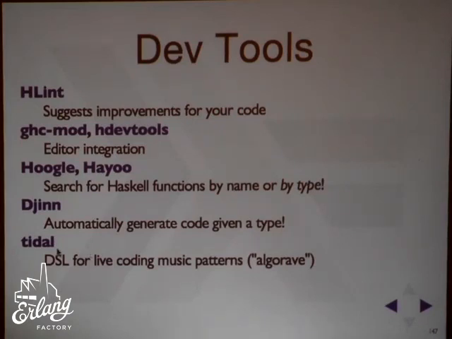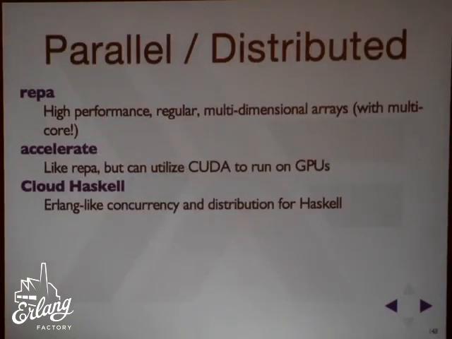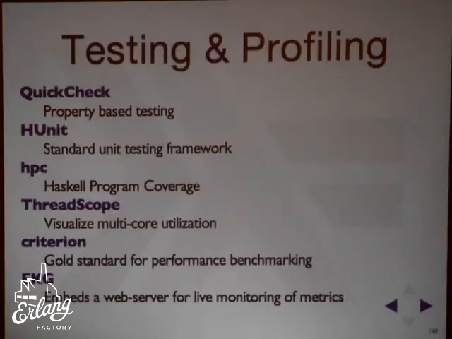And there's also weird stuff like Tidal, which is a DSL for live coding music patterns. It's kind of fun if you Google for that. And then you have all these parallel distributed libraries. You've got Repa, which is a high-performance numerics library that runs multi-core. You've got Accelerate, which is almost the same thing, except it runs on the GPU. And you have Cloud Haskell, which is kind of like Erlang, but not quite there yet.